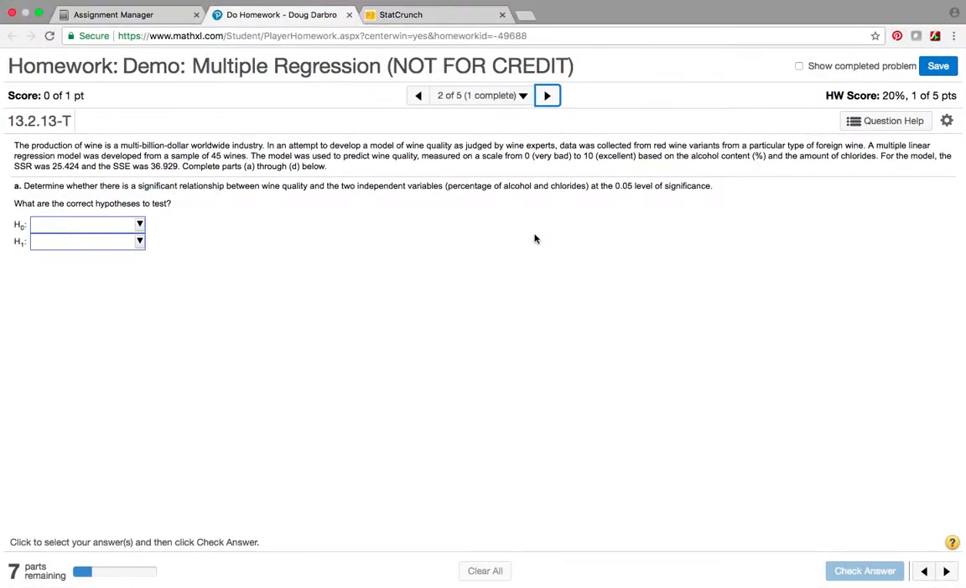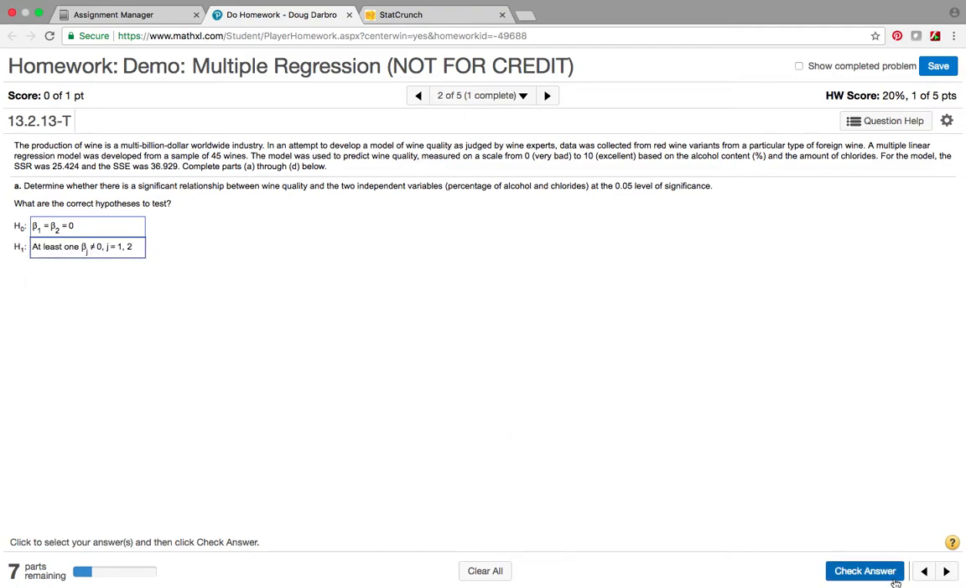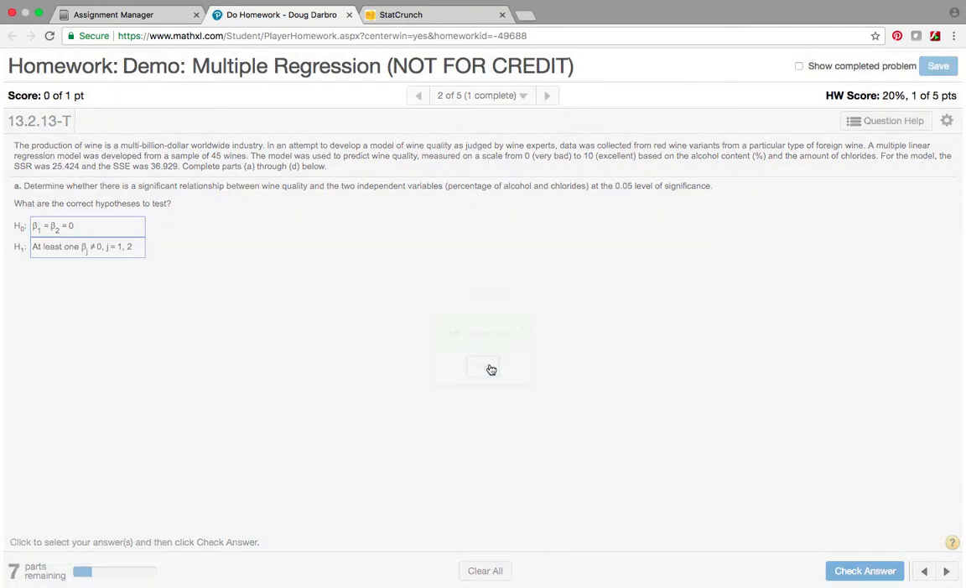All right, so let's see what kind of craziness we can get into. Determine whether there's a significant relationship between wine quality and the 2 independent variables at 0.05. What are the correct hypotheses? Well, since we only have 2 predictors, the null would be B1 equals B2 equals 0, and the alternative would be at least one B sub j not equal to 0 for j equal 1 and 2. So guys, this would be the correct null and alternative.